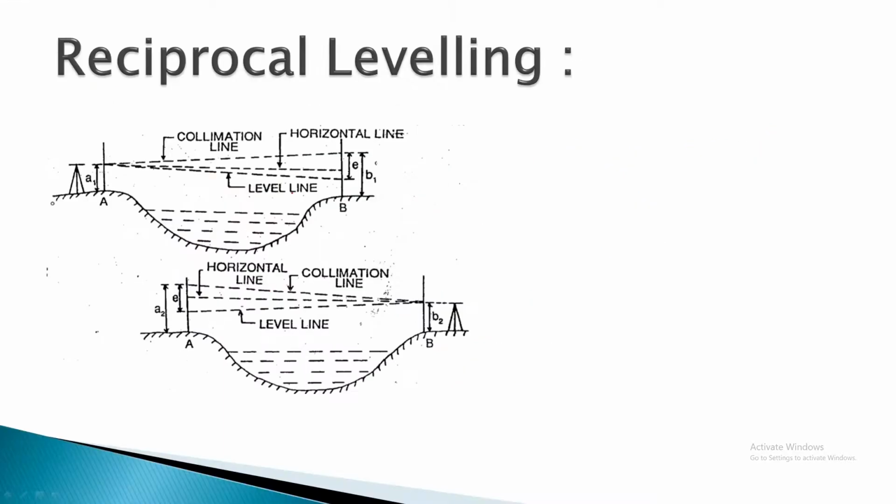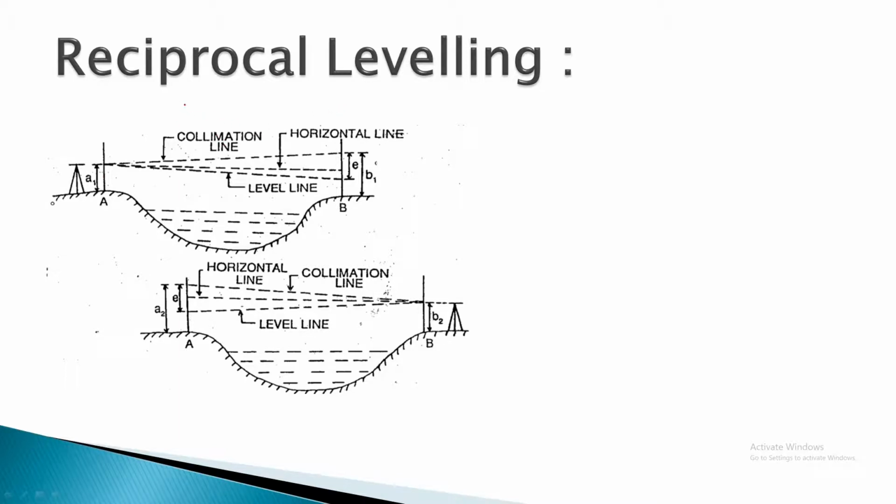Okay, so what is reciprocal leveling? We have already found the principle of equalizing backside and foreside distances, that if the level is placed exactly midway between 2 points. But in this particular case you can see the instrument station cannot be fixed at the center point, right. So we need to put the instrument alternatively on both the banks of the river or lake. Okay, so that is why we are going to take the measurement in a reciprocal manner, right.